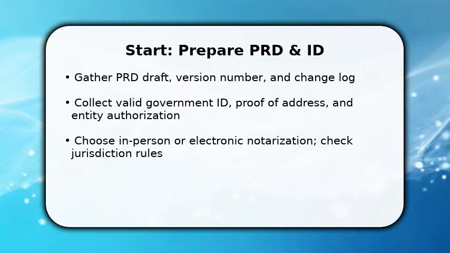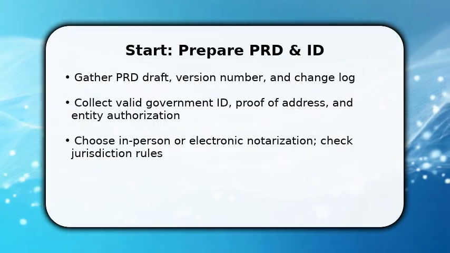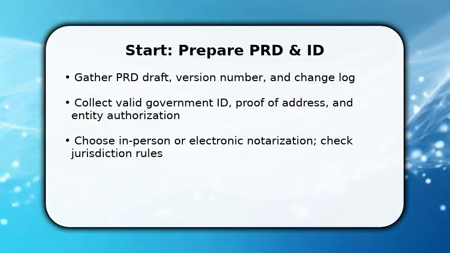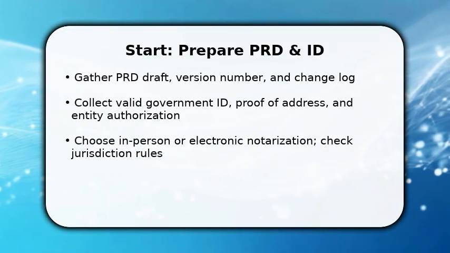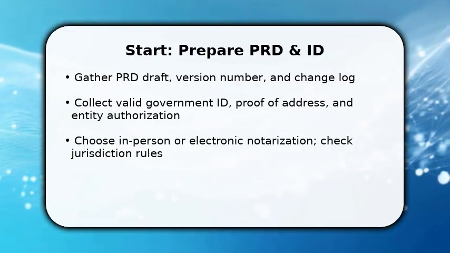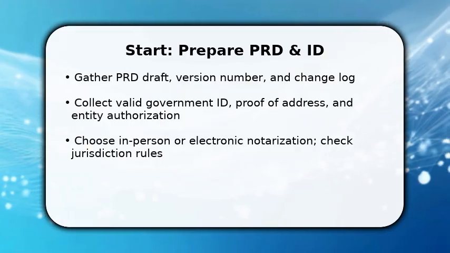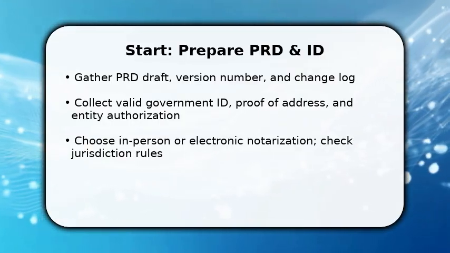You begin by assembling the exact PRD version needing notarization and the change log so the notary can witness scope and date. Bring a government ID and any corporate authorization. This proves signer identity and authority.